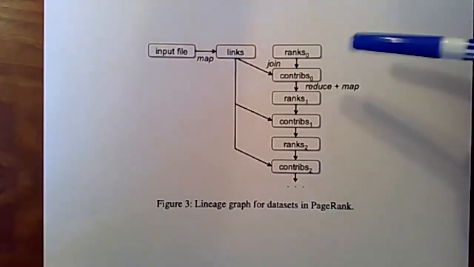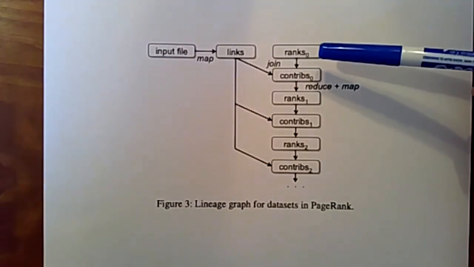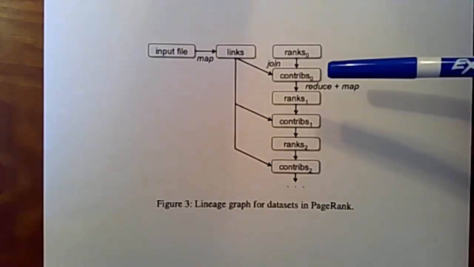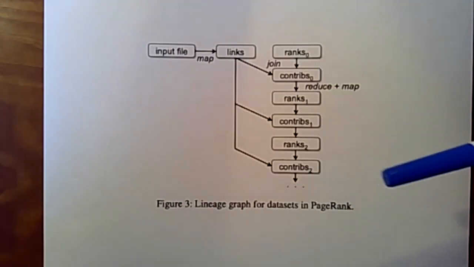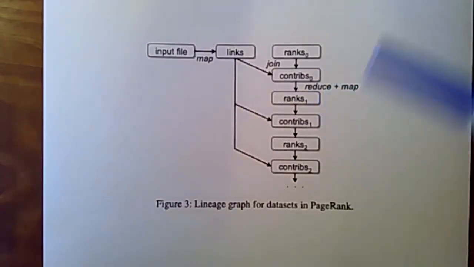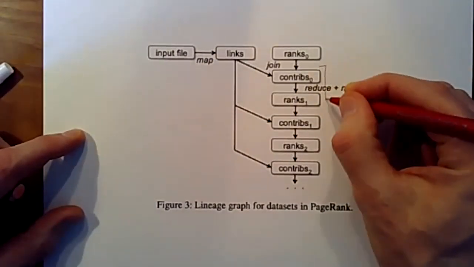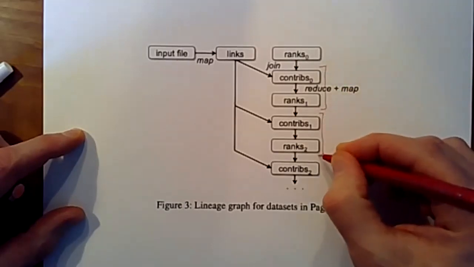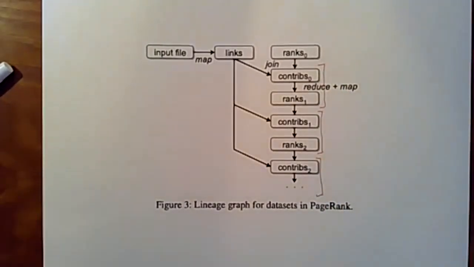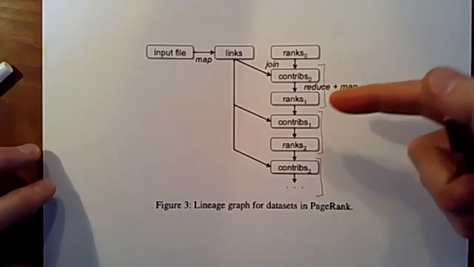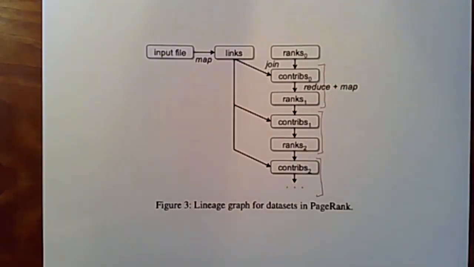And you can see that it's a sequence of processing stages where we read the file to produce links, and then completely separately, we produce these initial ranks. And then there's repeated joins and reduce by key pairs. Each loop iteration produces a join, so each of these pairs is one loop iteration. And you can see again that the loop appends more and more nodes to the graph. It is not producing a cyclic graph. All these graphs are acyclic.